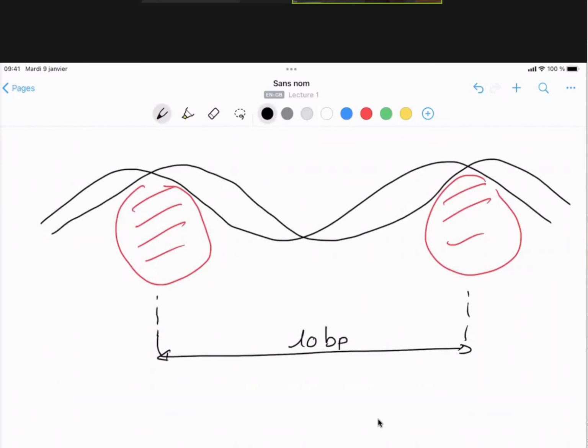Okay, 50 bases is a multiple of 10. Do you agree? So it means that if you check for 50 bases, you've got 5 turns of DNA, and 50 bases away, you have the two major grooves of DNA which are on the same side. Is it okay? Yes or no? Tell me, because if you don't understand, I will try to find other material to show you again.